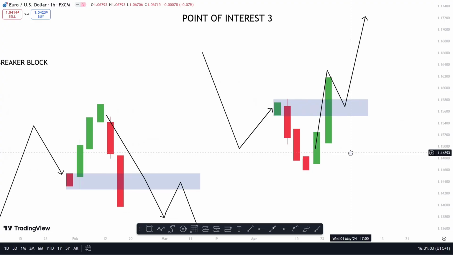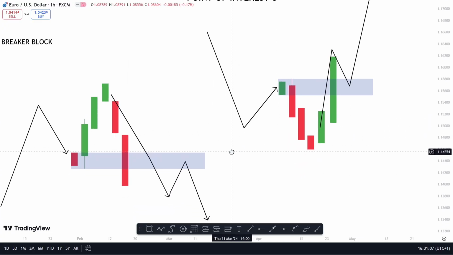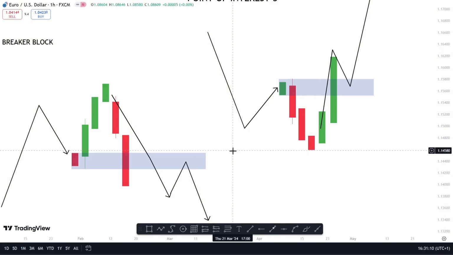Now, this is everything to know about a breaker block. What else do you need to know? You need to know that before a valid breaker block is spotted, there should be a break of structure. So what do I mean by a break of structure? I will explain shortly.